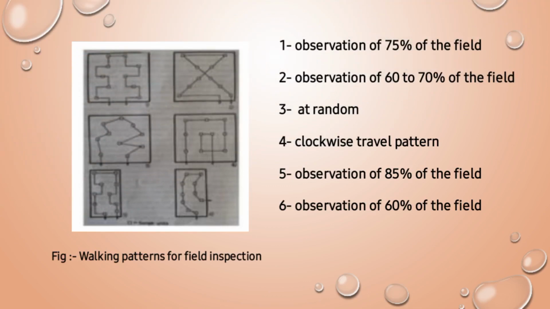There are different patterns in which the field inspection can be taken. First, figure first shows the observation of 75% of the field. Figure second shows the observation is up to 60 to 70% of the field. Third figure shows that at random we can observe the field. Fourth figure shows the clockwise travel pattern. Fifth figure shows the observation of 85% of the field, and sixth figure shows it is up to 60% of the field.